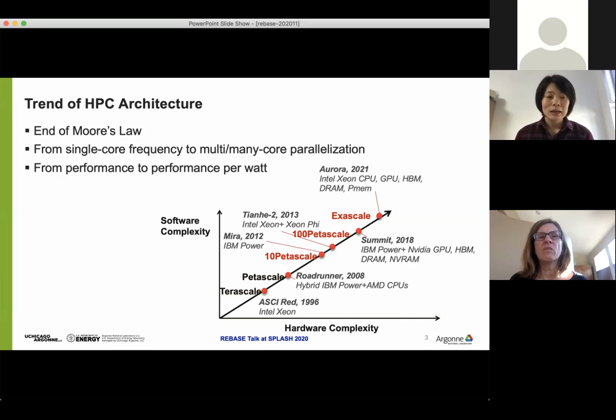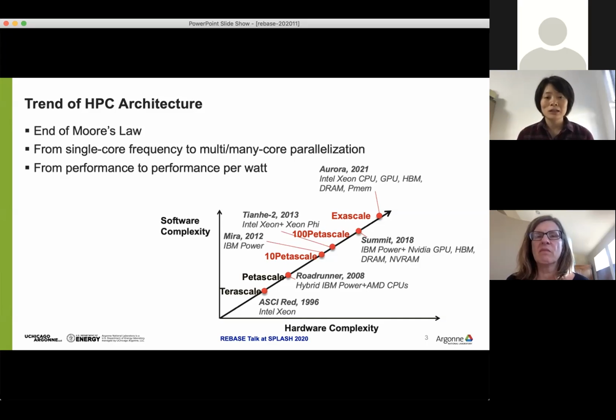On the hardware side, as everyone knows, there is the end of Moore's law. It's not a new sentence, everyone knows that. If we look at the very early supercomputers, maybe at tera scale, at the very beginning of the trend, they were basically just Intel Xeon CPUs. But of course, we could not increase the single core frequency anymore at that time. So we gradually increased the number of cores from petascale to 10 petascale to 100 petascale. Now when we hit 100 petascale, for example, Tianhe-2 is about 30 petascale, of course, and Summit is beyond 100 petascale.